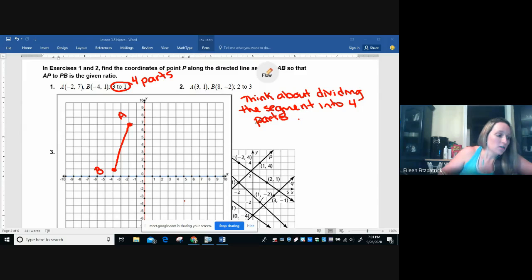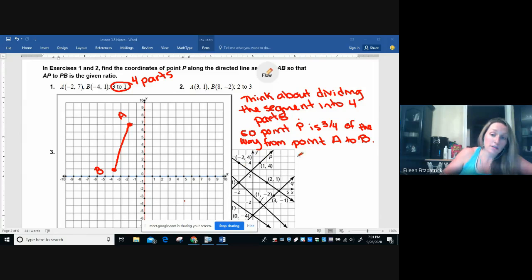All right, so we want point P. So point P is 3/4 of the way from point A to B. All right.